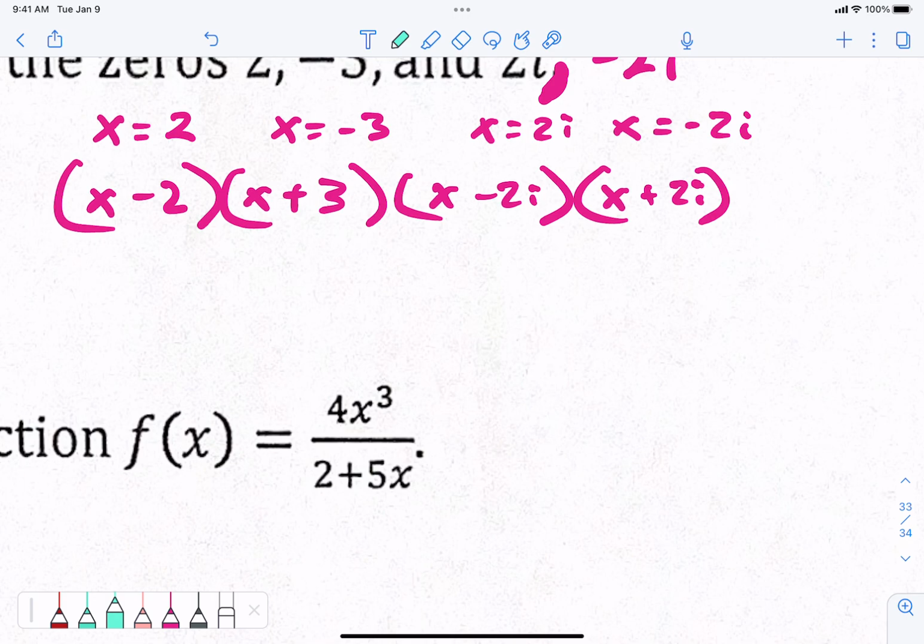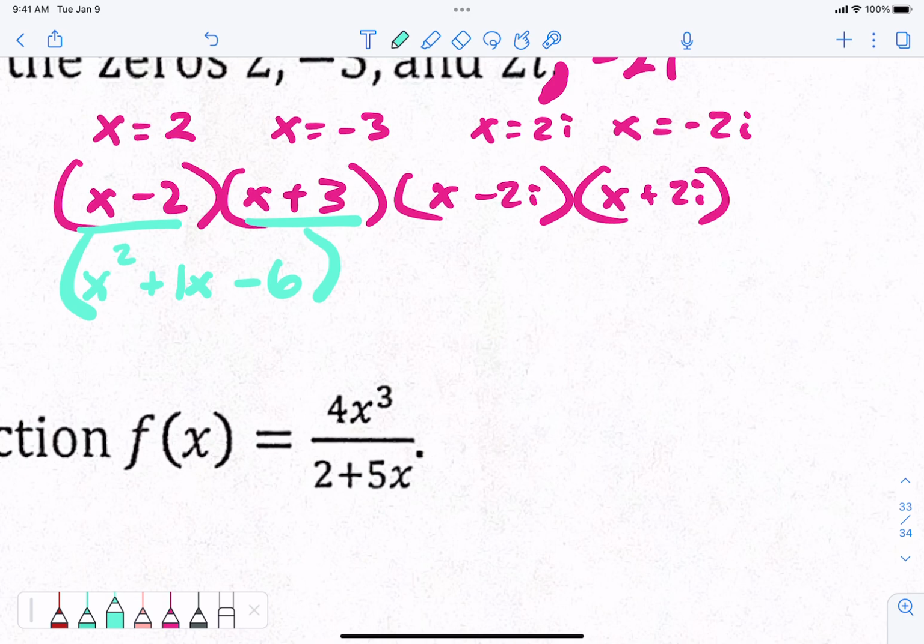Can we do some of this in our head? These two pieces right here: x squared plus 3x minus 2x is plus 1x minus 6. Can you add those middle two pieces together in your head? If you can't, you can write them out. That's fine. So that's my first chunk.